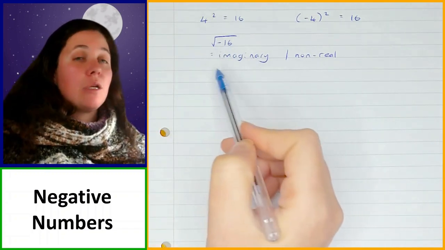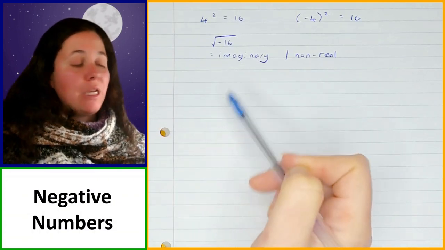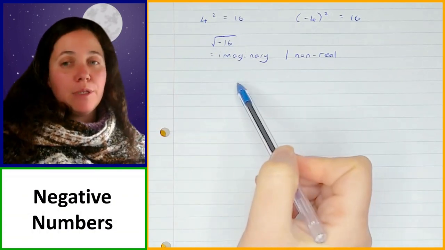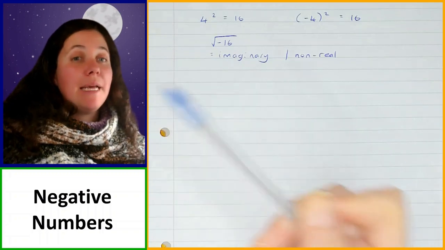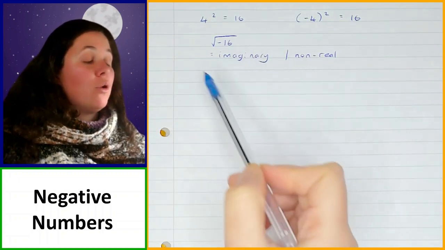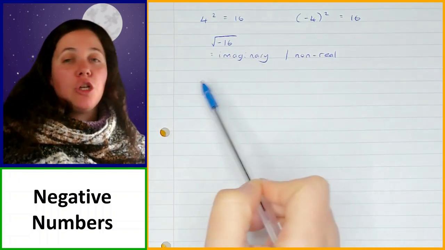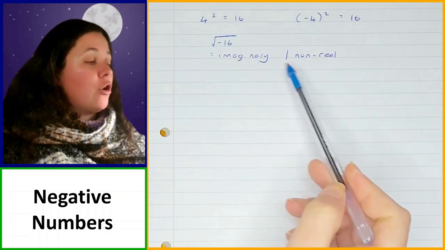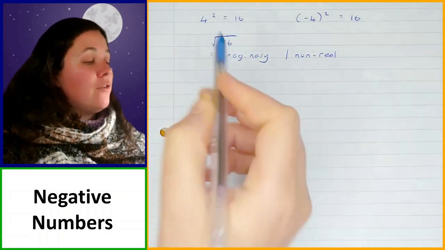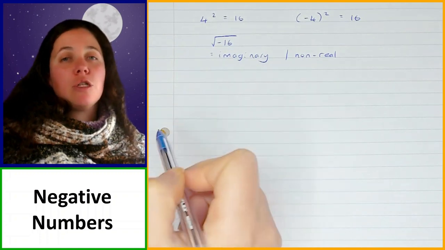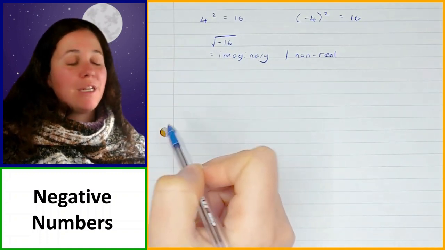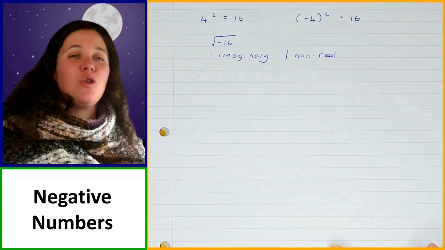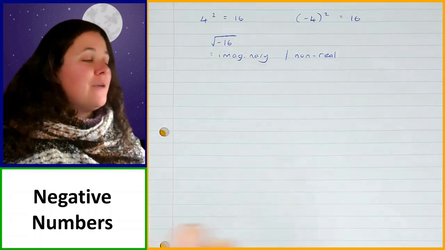So this is something that at this stage you won't be working with. You won't be working with imaginary numbers. If you continue with maths later on in university, then you're more likely to deal with those. But at this stage, you don't work with those at all. So they are imaginary or non-real. So if you do get a question like that, then you will just write imaginary or non-real. You won't try and work it out. Okay, so that is what we do with squares and square roots.